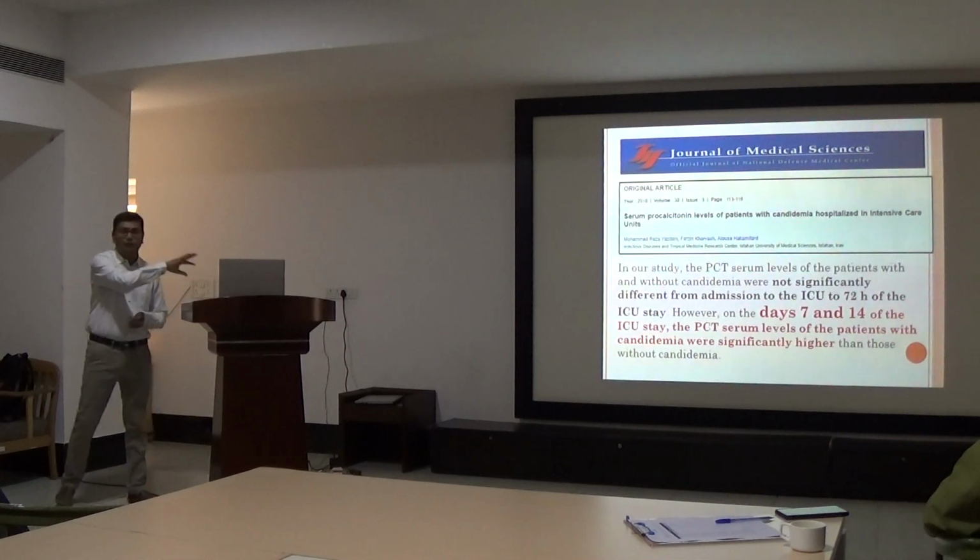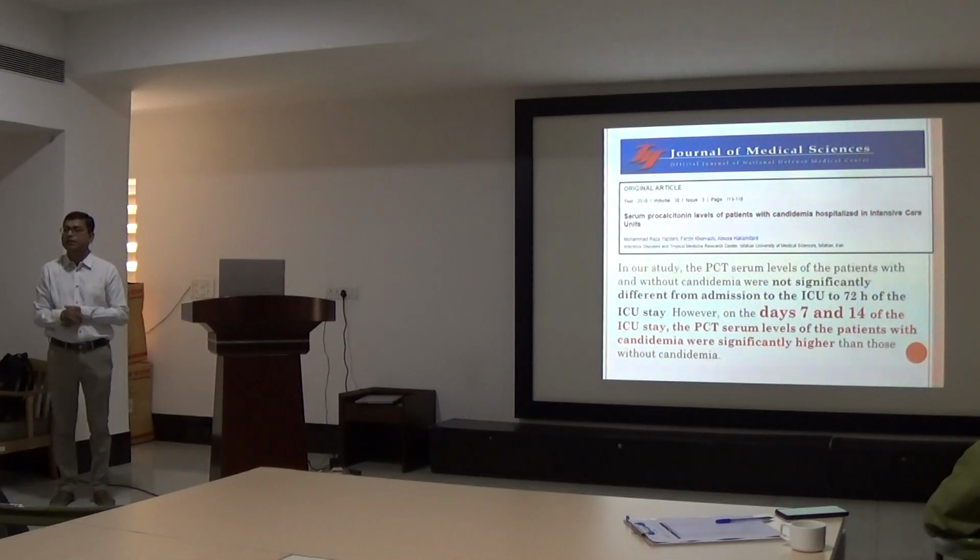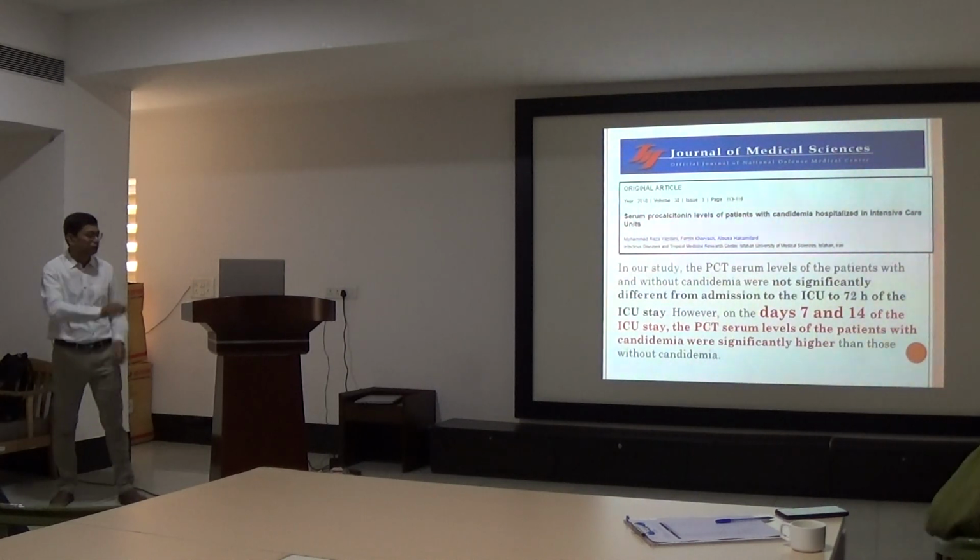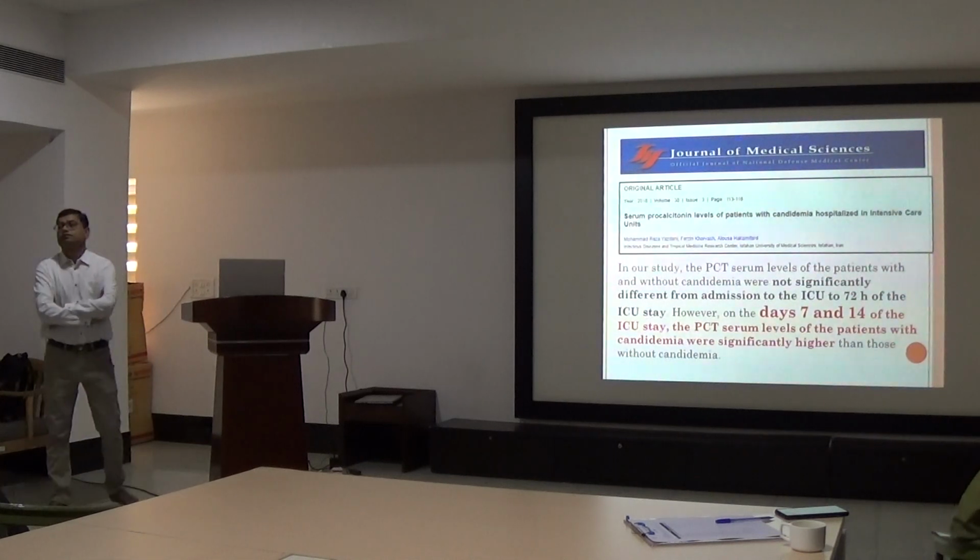Yeah, but the article says that on day 7, with rising PCT, you have to think of fungal infection, that's all. Whether the patient has developed fungal infection or not, you have to judge independently. But see, when will you start thinking of fungal, day 8 to 10 of ICU, right? With lines and all that.